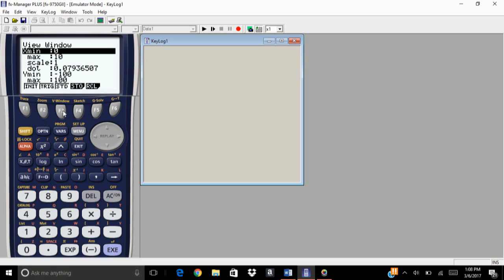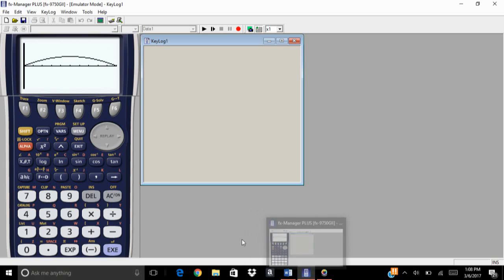Click on shift plus view window, and the value of x minimum is okay, it is from 0 to 10, right? But the value of y, it is different. For bending moment diagram the value is a bit larger than the shear force, so let's make it minus 300, and maximum is 300. Okay, enter and enter. Yeah, this is the diagram that we want.